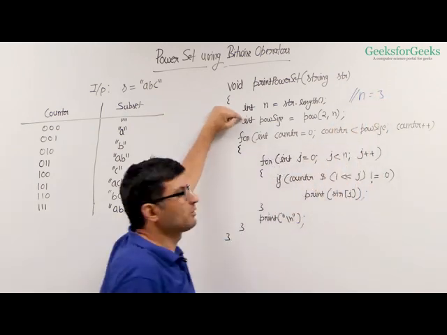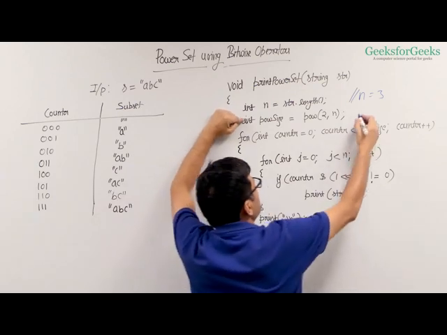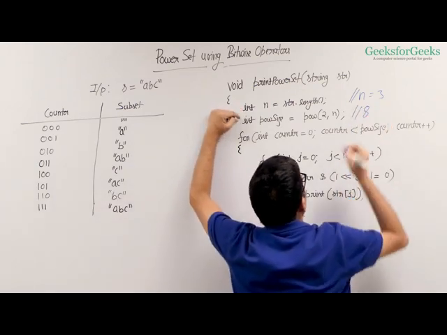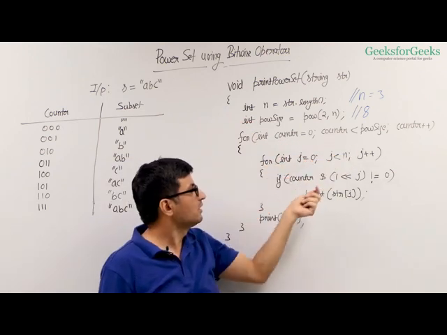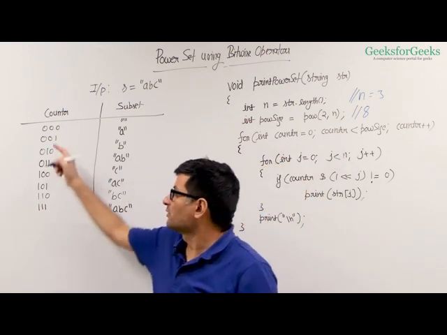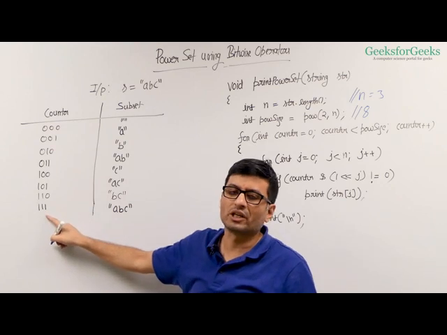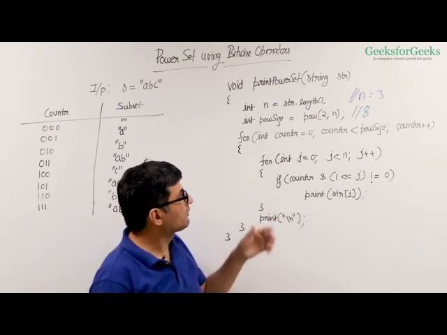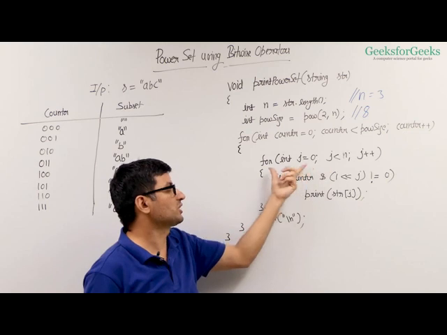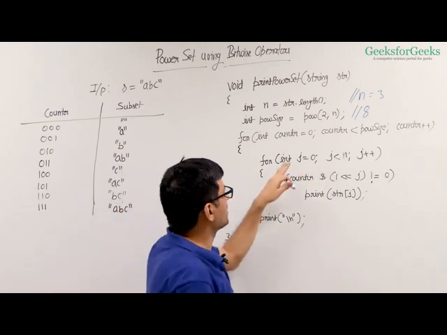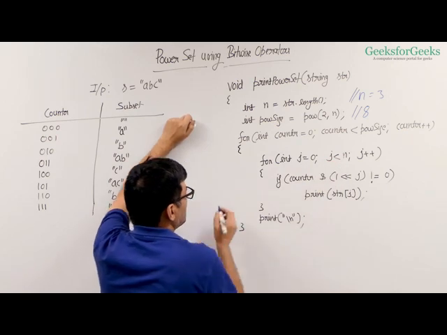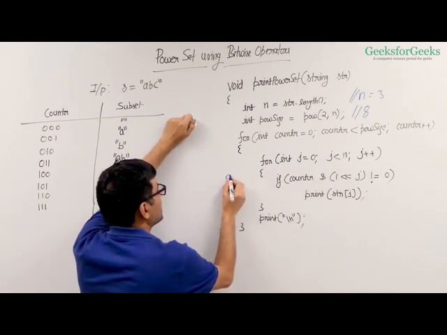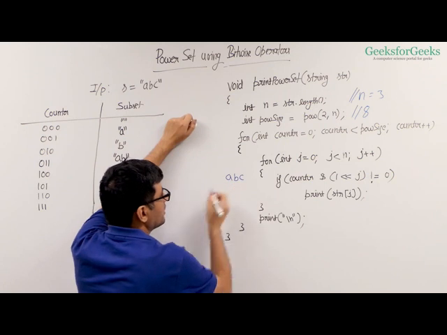Then we find out the power set size, which is going to be 2 raised to the power n, 8. Now we run a loop from 0 to power set size minus 1, which is our counter, this value. This is the binary representation of the counter. For every value of the counter, we traverse through the string. So if the counter is 0, we traverse from j equal to 0 to n minus 1, which means we are going to consider the characters A, B, C.